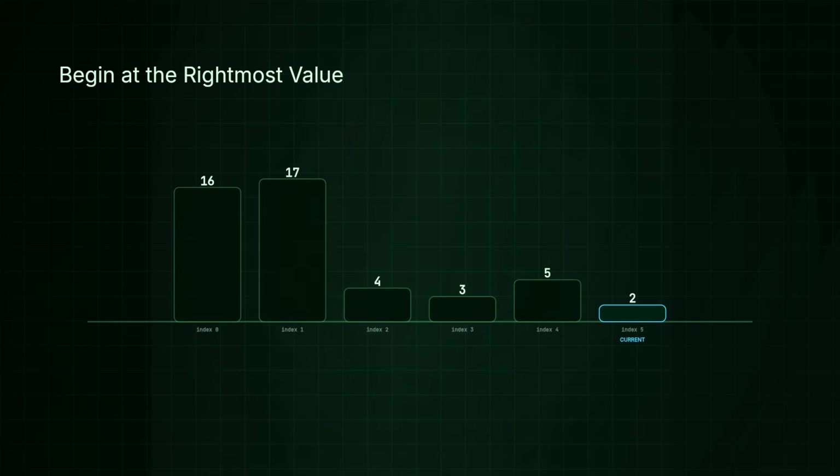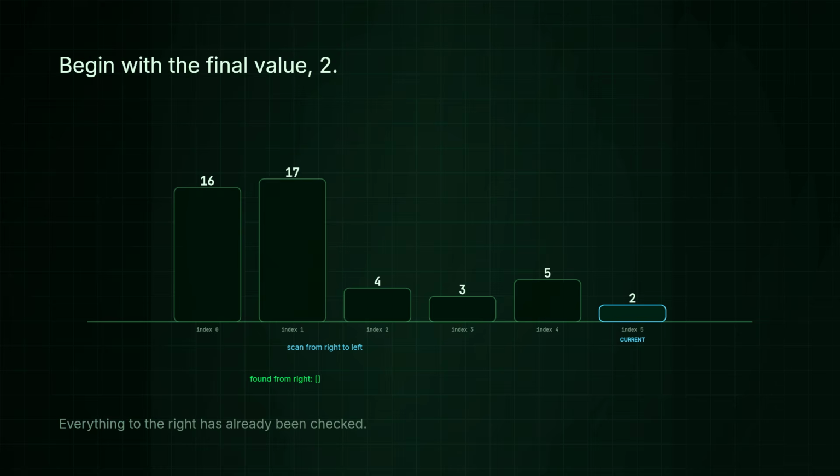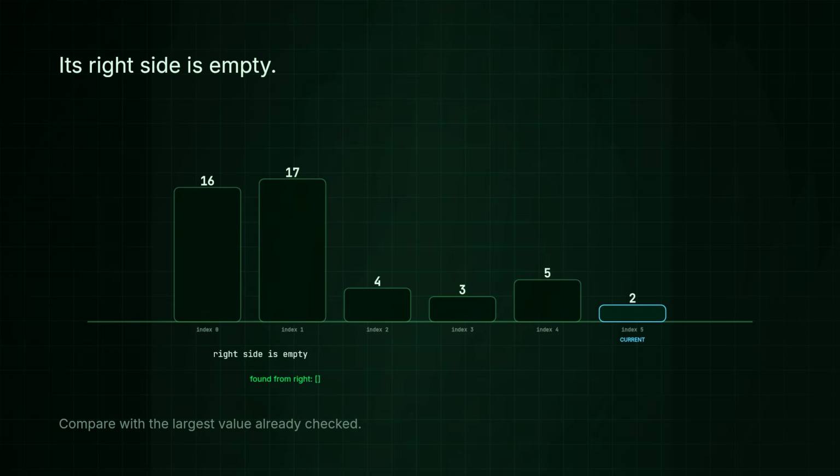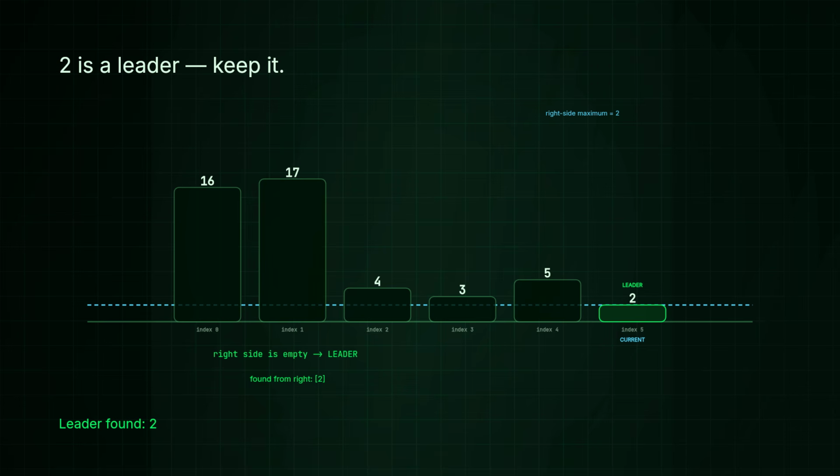Begin at the rightmost value. Nothing lies to its right, so it becomes the first leader and the starting right side maximum. Begin at the final value 2. Nothing lies to the right of 2, so there is no larger value that can block it. 2 is at least as large as the right side maximum, so keep it as a leader. The right side maximum is now 2.